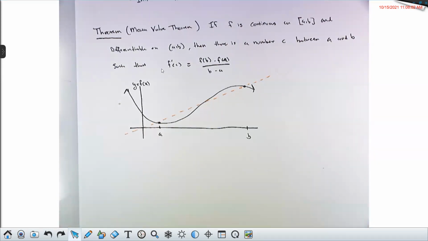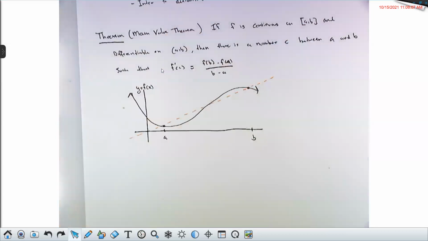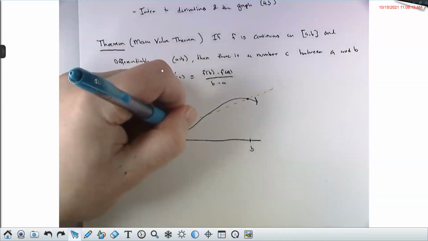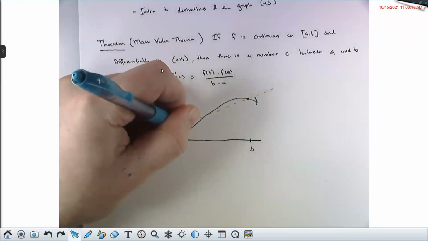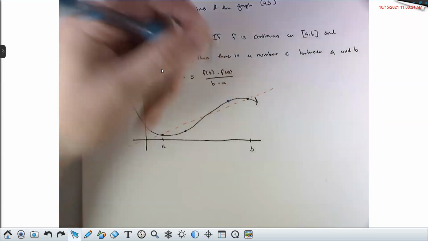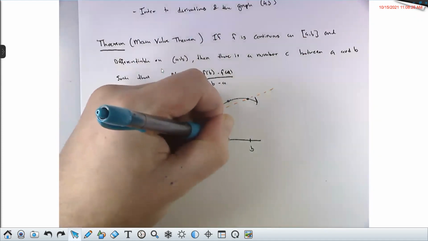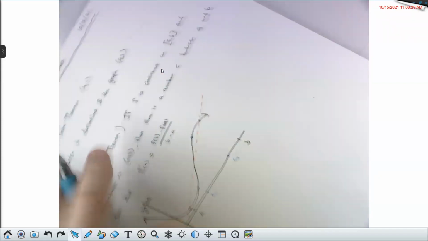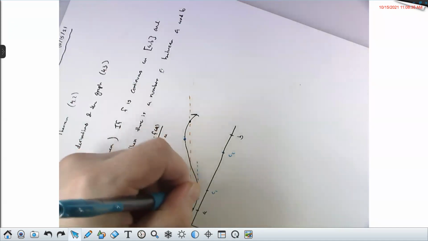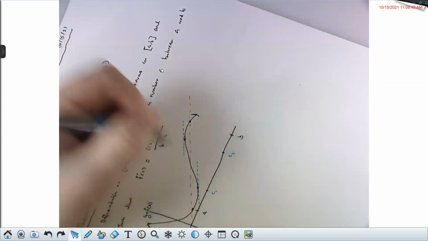So what we do is we imagine skiing along this graph, and we ask, where is the tangent line going to be parallel to that secant line? And the two spots I see look to me to be right here, and then maybe another one right here. So maybe I'll call this c1, and I'll call this c2. At both of these points, the tangent is parallel to that orange secant.